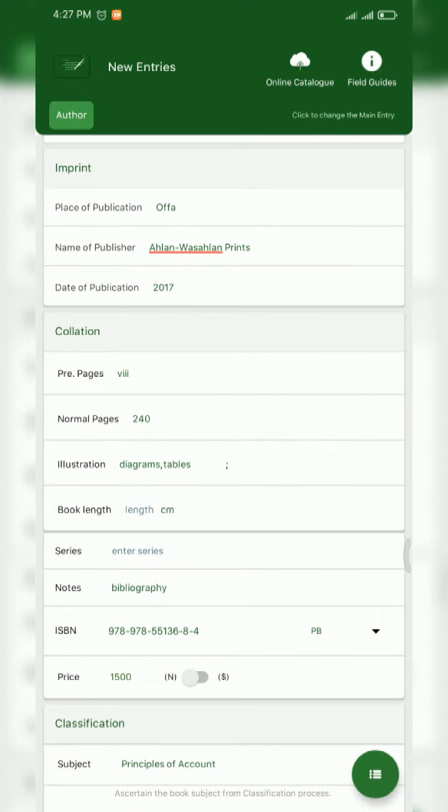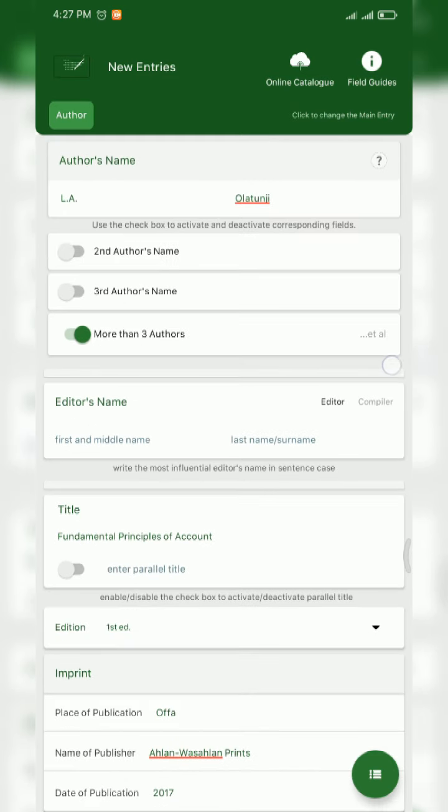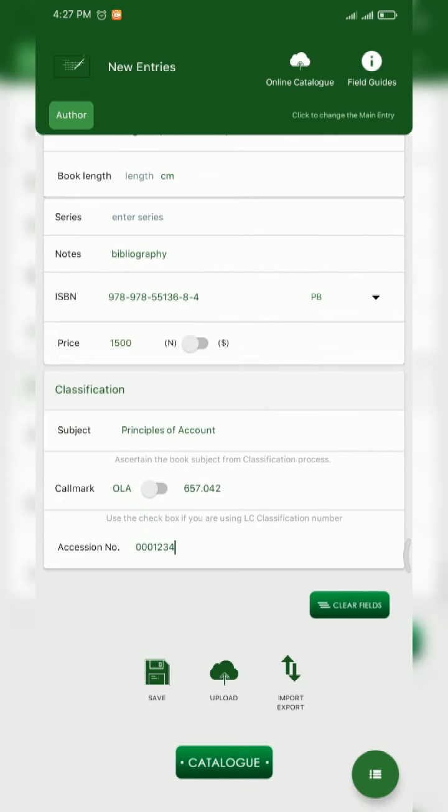After entering all the details provided here, you can also go through it, the author's name. Since it is a book with more than 3 authors, we don't have to indicate the second author's name and the third author's name. What we just have to do is indicate that this book is a book with more than 3 authors. That's all, as simple as that. You can see there is a detail here that shows the et al. That's what you'll be using to represent the other authors. After going through the details and everything is okay, what we just have to do is click on catalog.